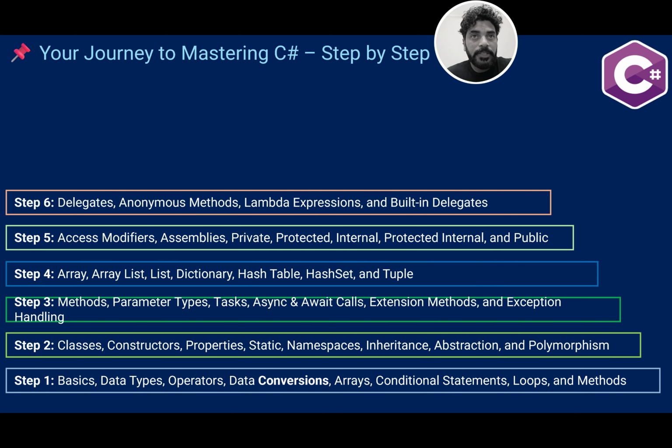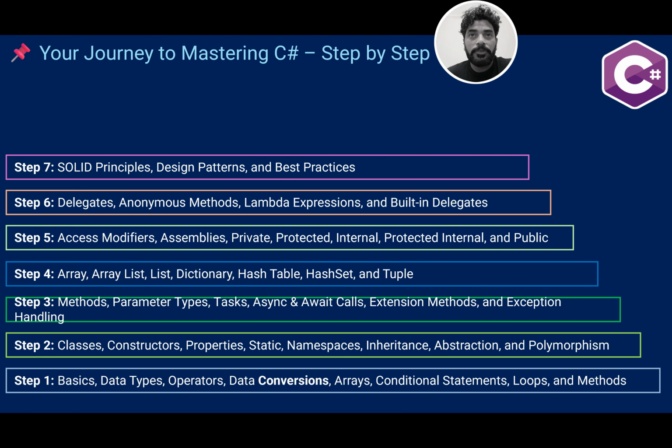And coming to step 6, we created the delegates. We created custom delegates, and we created anonymous methods by using lambda expressions. And we created some programs based on the built-in delegates: Func, Action, Predicate. So all these concepts we did under step 6. So far we did all these activities in step 1, step 2, step 3, step 4, step 5, and step 6.